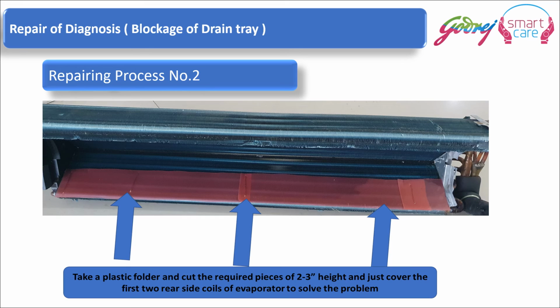Effectively what we are doing is covering the first two rear side coils from the bottom from coming in direct contact with the air. So this effectively helps to avoid water accumulation in those places and avoid water from being pulled from these places directly by the blower, and then that water trickles down from the blower housing inside and into the room through the outlet grill. So this is a process of blocking the last two coils.